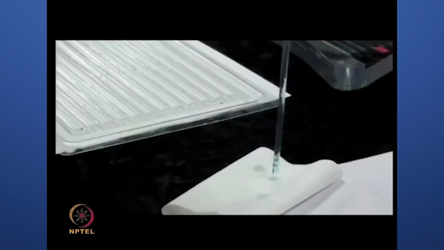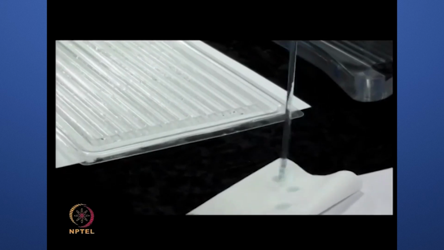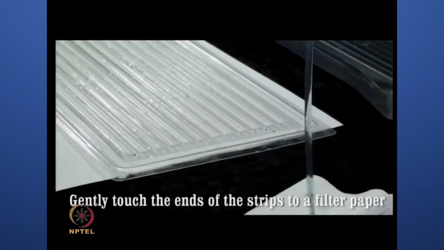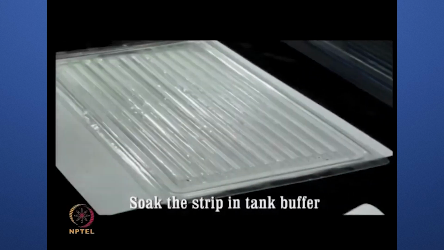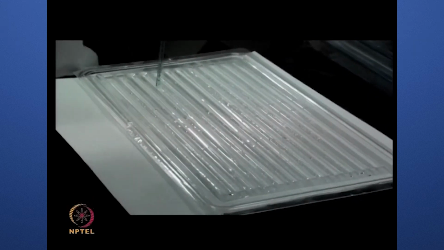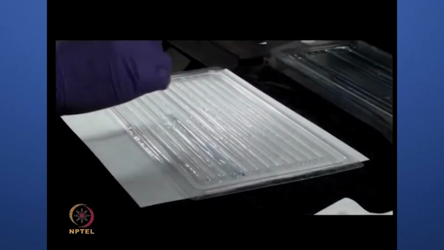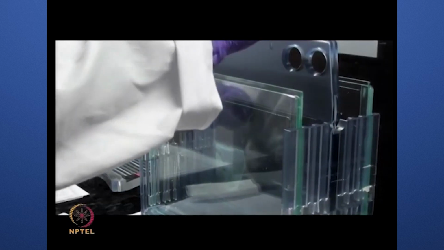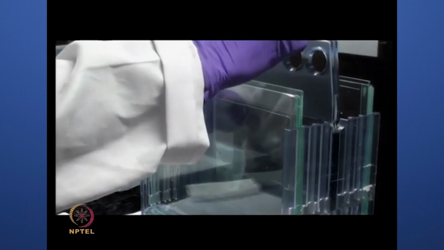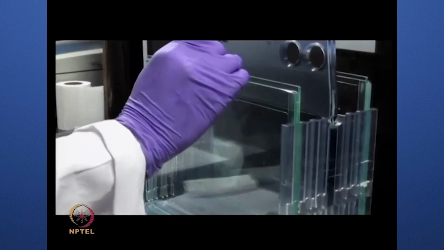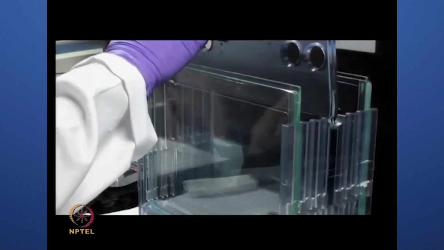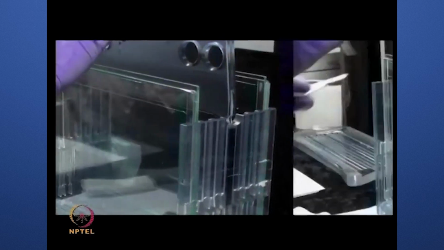SDS PAGE. Drain out the excess liquid of the second equilibration solution from the IPG strip using a tissue paper. Soak the strip for a few minutes in the same buffer solution that is to be used in the gel tank. Then carefully place the strip in between the glass plates and gently push it in until it rests firmly on the gel surface without any gaps.